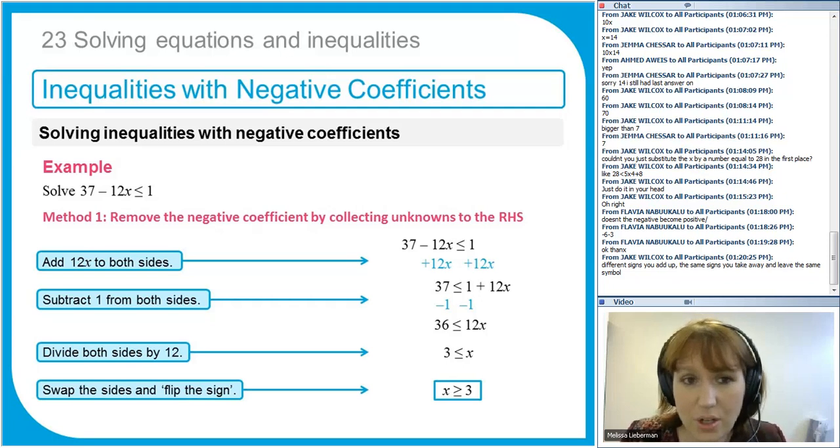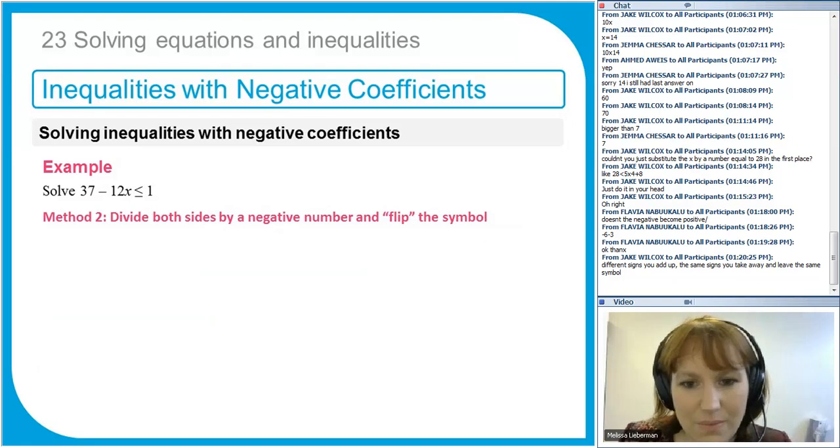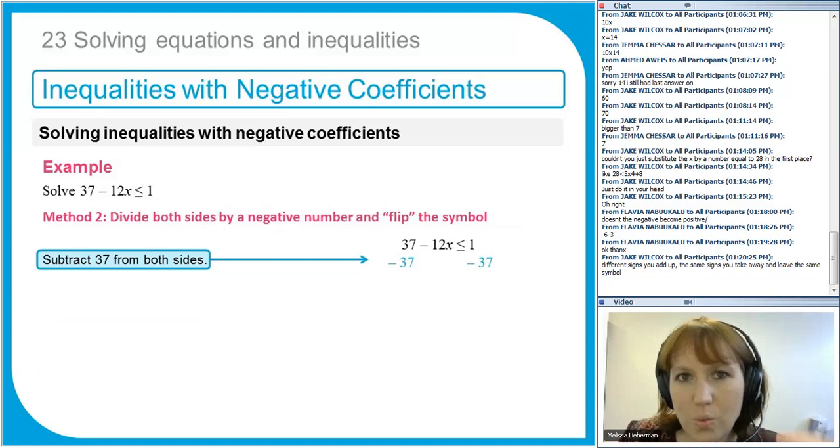Happy with that? Let's have a look at method 2, where we multiply by a negative number and flip the sign. You might find this slightly easier, it's just that you've got to remember to flip the sign. In this method we start by subtracting 37 from both sides, so that we've got minus 12x on its own on the left-hand side. What's 1 take away 37? We start with 1, subtract 37, and that gives us minus 36. Remember, the minus sign stays stuck in front of the 12x. The sign always is the sign in front of the term. So we've got minus 12x less than or equal to minus 36.